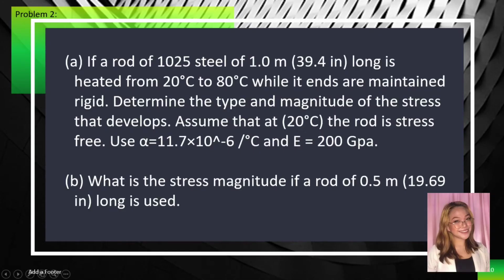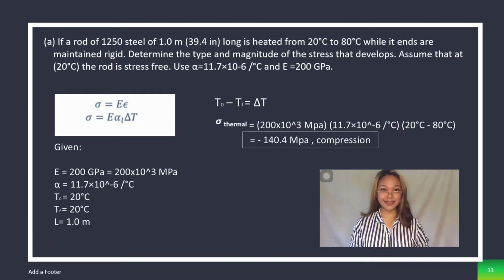If a rod of 1025 steel, 1 meter long, is heated from 20 degrees to 80 degrees Celsius while its ends are maintained rigid, determine the type and magnitude of the stress that develops. Assume that at 20 degrees Celsius, the rod is stress-free. Use alpha equals 11.7 times 10 raised to the power of negative 6 per degree Celsius and E equals 200 gigapascal. For question letter B, what is the stress magnitude if a rod of 0.5 meter long is used?